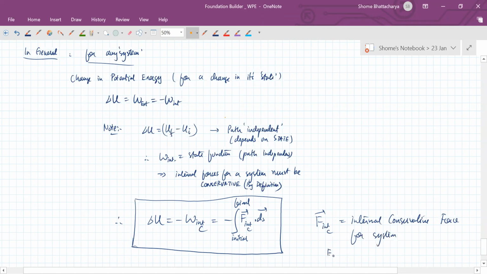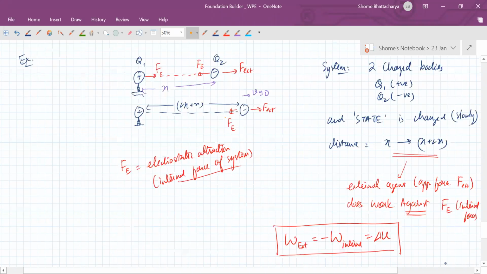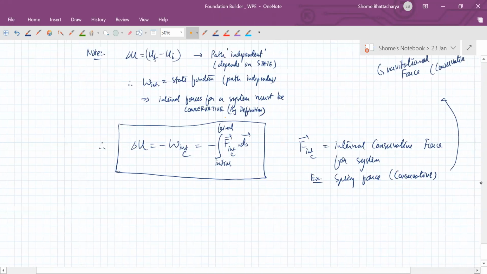Okay, for example, we have spring force. We know it is conservative. We have gravitational force. It is known as a conservative force in physics. So these are examples of internal forces for which we calculate the potential energy of a system.